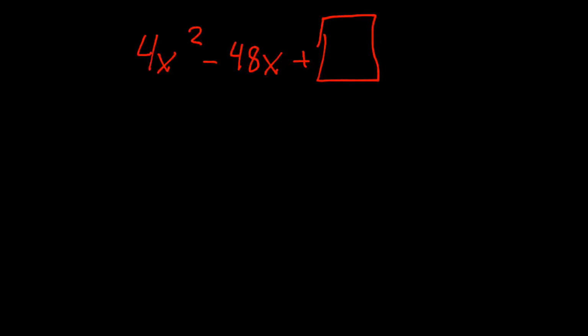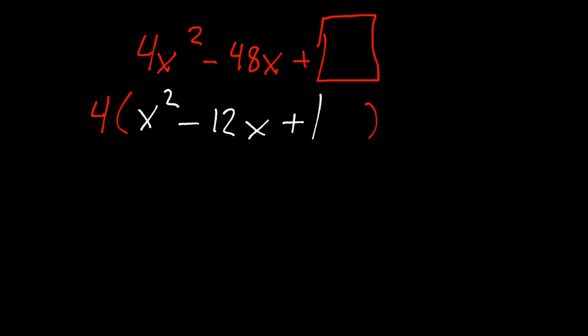Alright, here's our next example. We have 4x squared minus 48x plus something, and we want to make this a perfect square trinomial so we can factor it. So, a is 4. We want to get rid of that, so we will factor a 4 out of everything. That's going to give us x squared minus 12x plus something. We still are looking for that something.